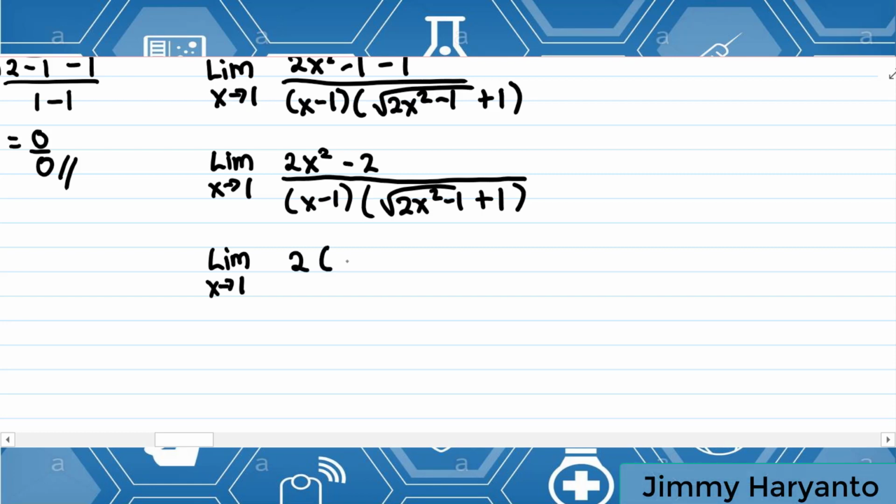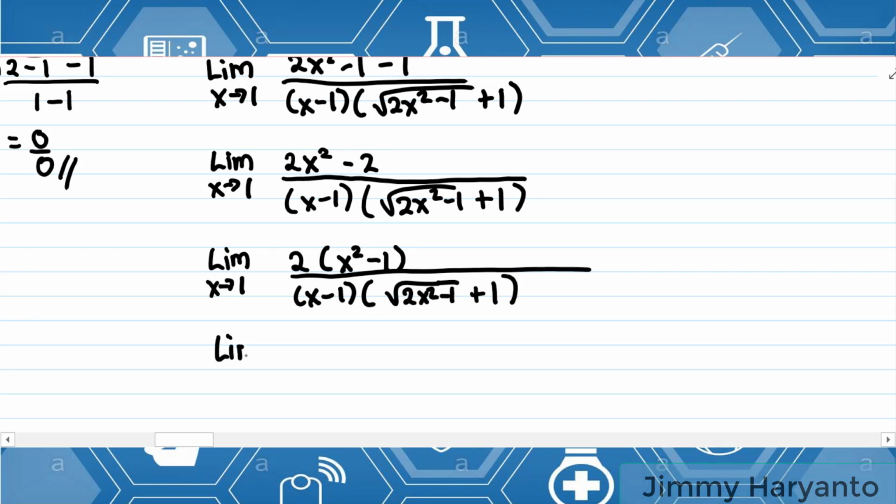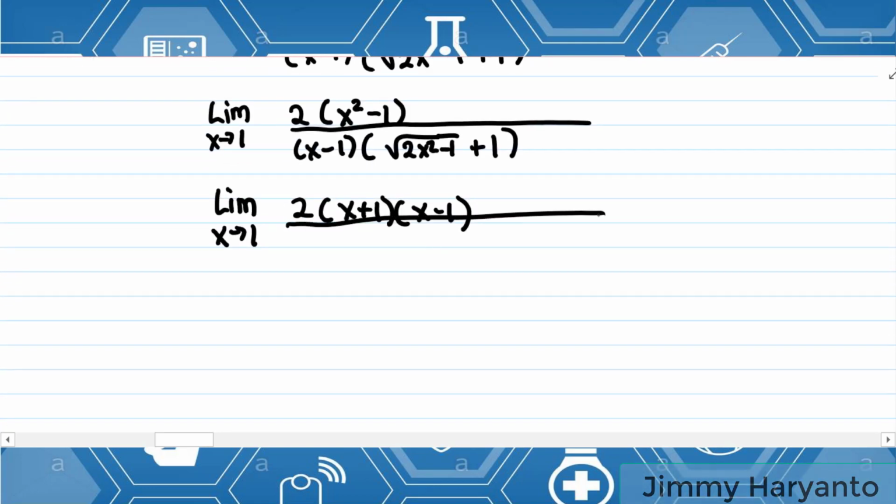We can factorize the 2 first, and then we will get x squared minus 1. For the bottom one it is the same, x minus 1, and then square root of 2x squared minus 1 plus 1. And then one more time we can factorize the x squared minus 1 into x plus 1 and x minus 1. The bottom one is also the same, x minus 1, and then square root of 2x squared minus 1 plus 1.